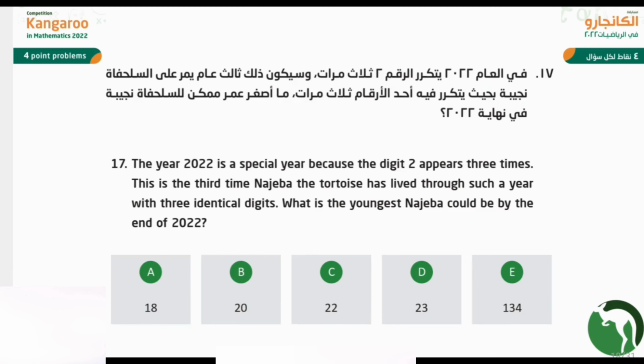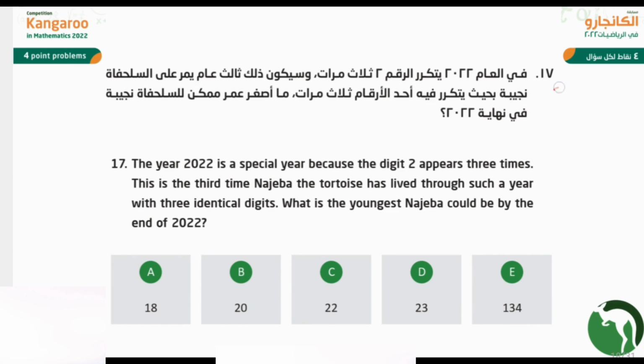In question number 17, the year 2022 is a special year because the digit 2 appears 3 times. This is the third time Najiba the tortoise has lived through such a year with 3 identical digits. What is the youngest Najiba could be by the end of 2022?